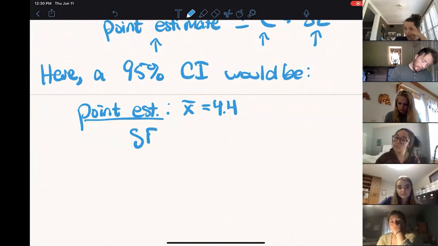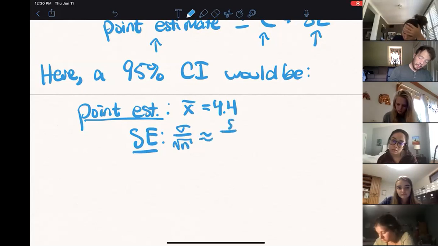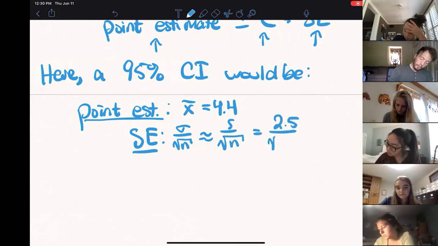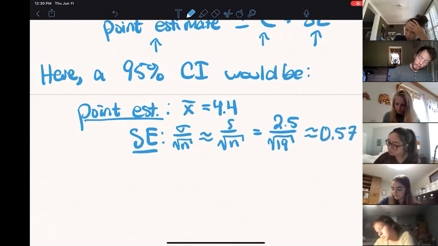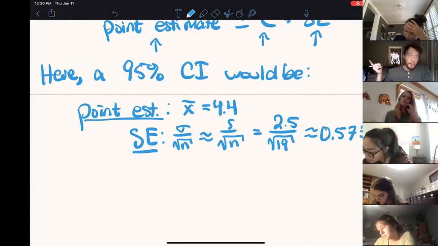The next thing we need is the standard error. And usually we would like that to be sigma over root n. But as I said, we don't have that, so our best guess is the sample standard deviation over root n, which in this case is 2.5 over root 19. So this didn't really change either. This is what we used to predict the standard error from before. So the standard error doesn't actually change between this and every other sort of confidence interval that we've done before.